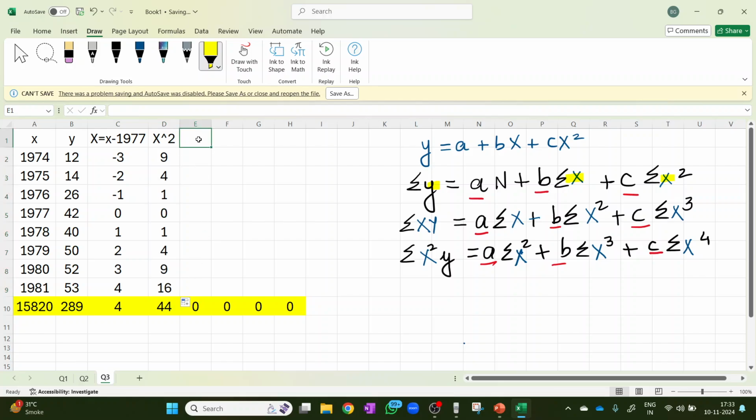The next is capital X times small y. I should have written it here. So this should be small y. Okay, so capital X times small y. That's going to be the multiplication of capital X with small y. You're using a calculator to calculate these values.